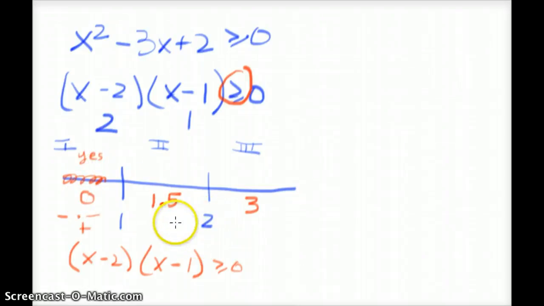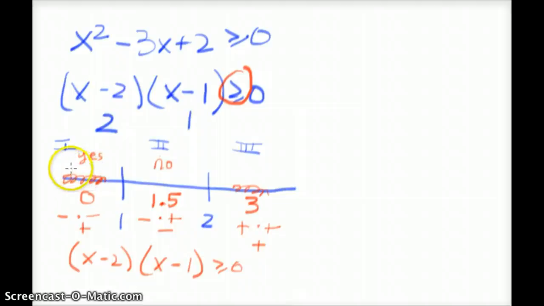All right, let's go to the 1.5. If I plug in the 1.5, I will get a negative times a positive. A negative times a positive is a negative. That's not what I want, so this would be a no, okay? And then over here, we're going to plug in the 3, which I think you did, and you got a positive times a positive, which is a positive, and that is what we want, so it's true for this entire region.